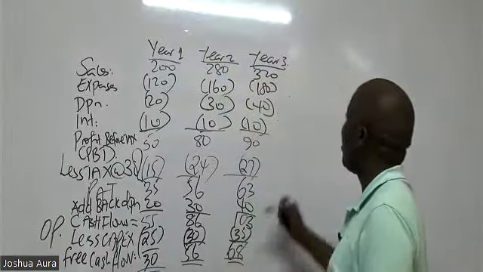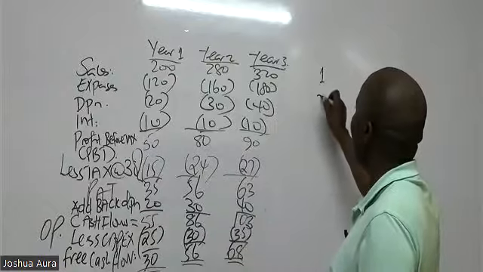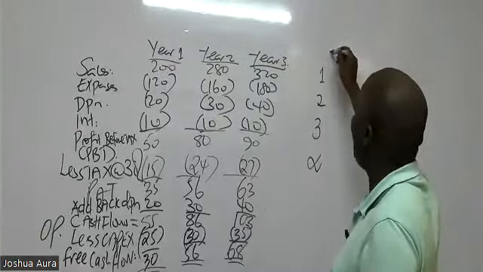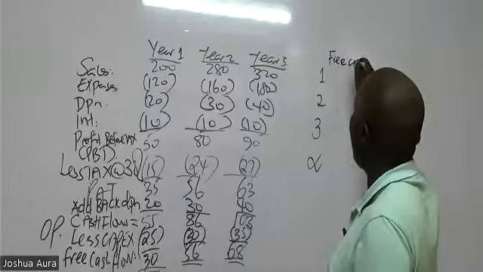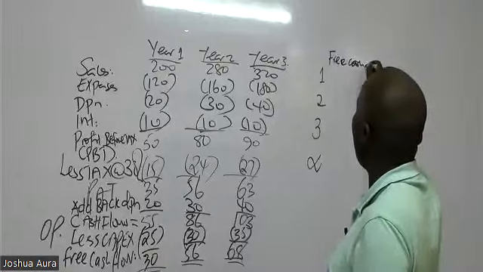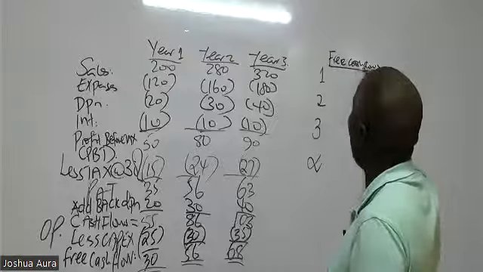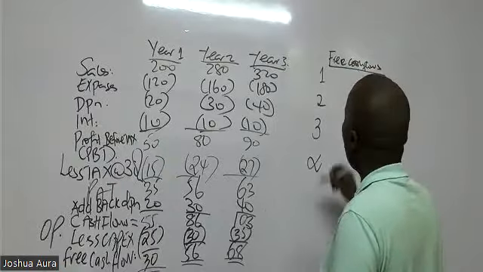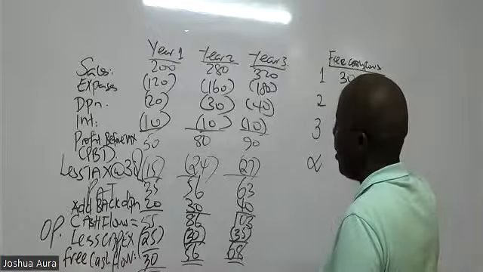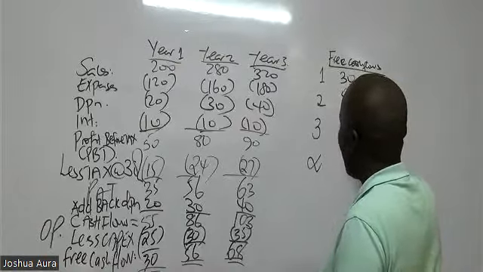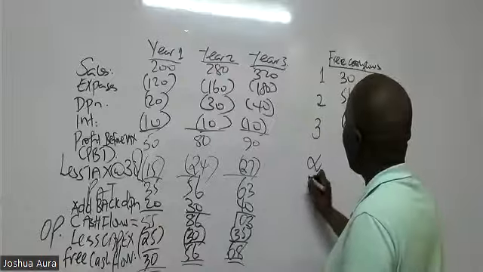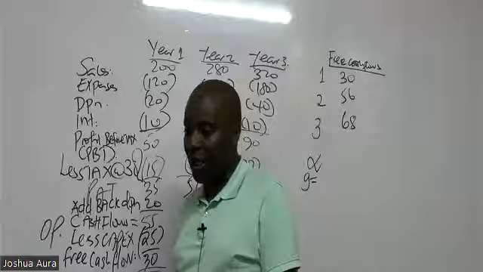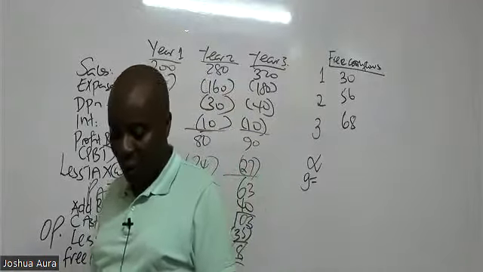Then you add year 1, year 2, year 3, and infinity. Free cash flows are the ones we use for valuation purposes. For valuing target companies, we shall be using free cash flows. So we have 30, 56, and then 68. And then we have been given a growth rate into perpetuity.